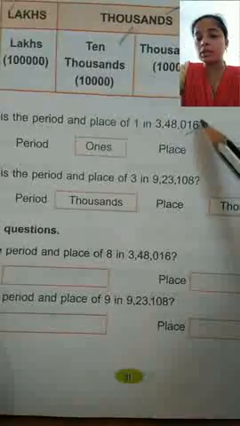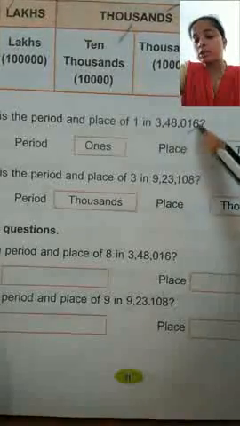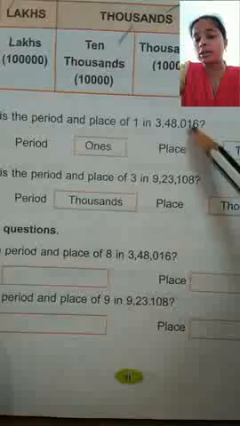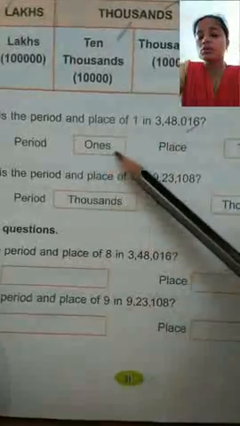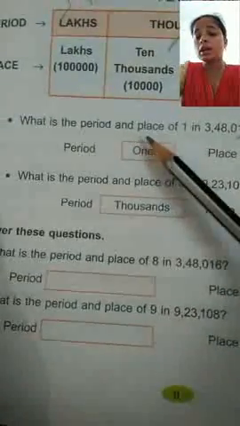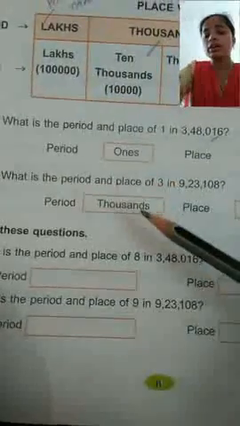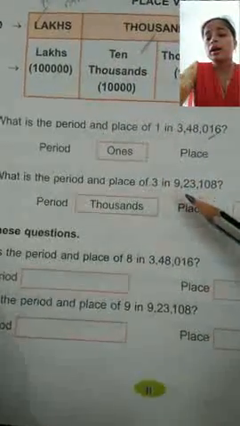The name of that period is ones. So this one is in which period? This one is in the ones period. So here ones is given. Again, we will understand through another example also.